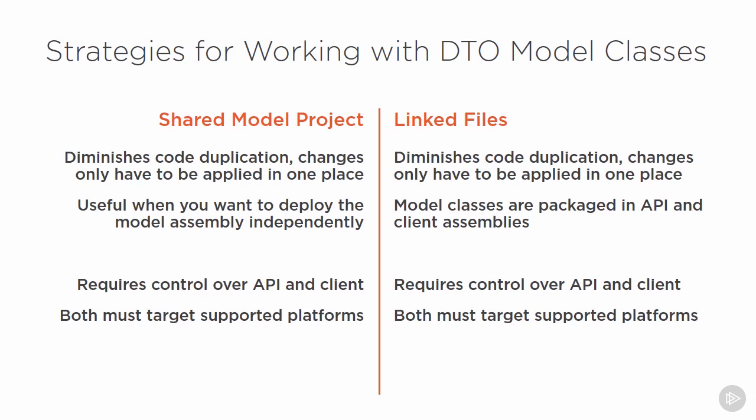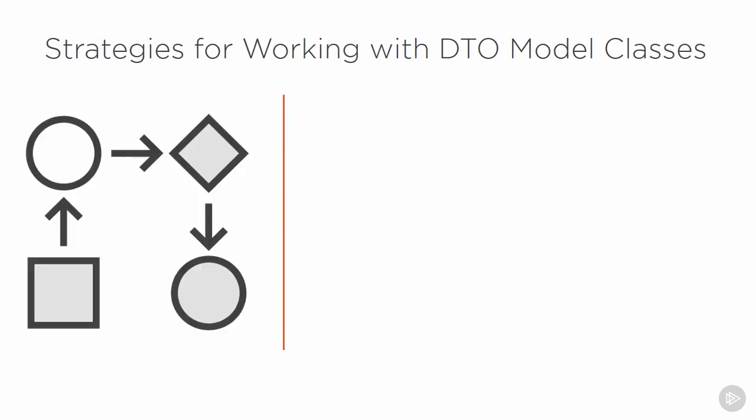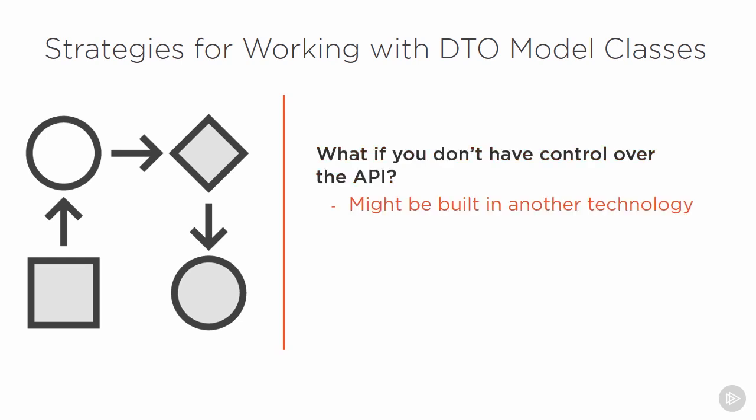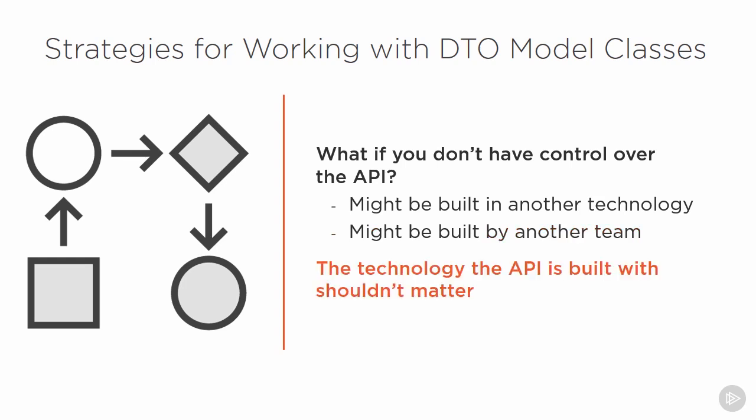But both of these techniques only work when you have full control over client and API. In a lot of scenarios, the API isn't built with .NET or .NET Core. It might be built with Node.js, for example. In other scenarios, the API is built with a .NET Standard implementing platform, but it's built by another team or company, and sharing a models assembly isn't an option. And in fact, it shouldn't matter in what technology the API is built. I don't know with what technology Google builds their APIs, but I do need to be able to integrate with them. And that's what we're trying to mimic.